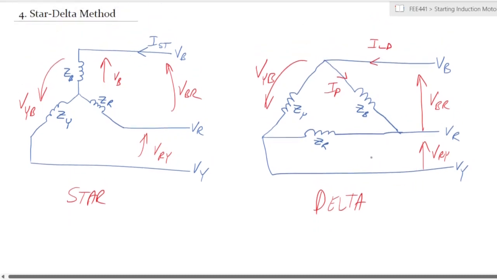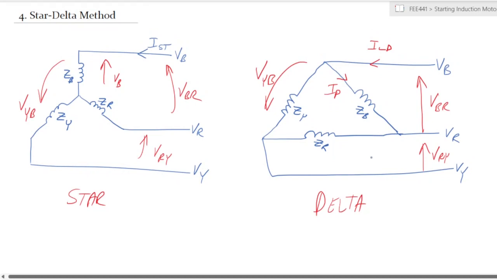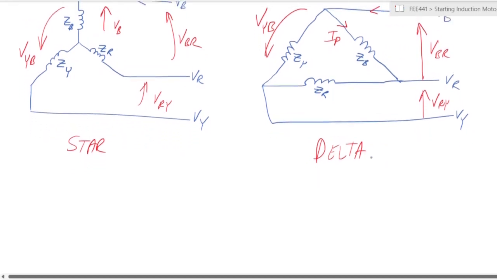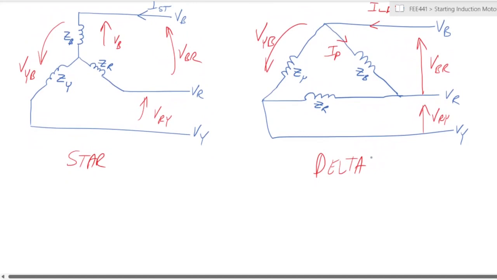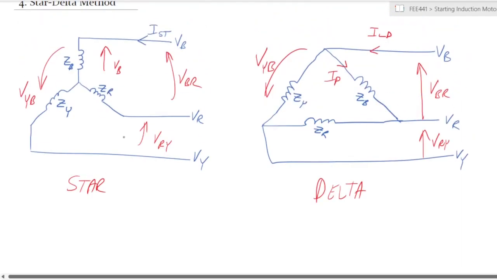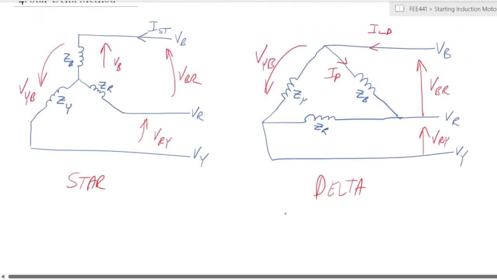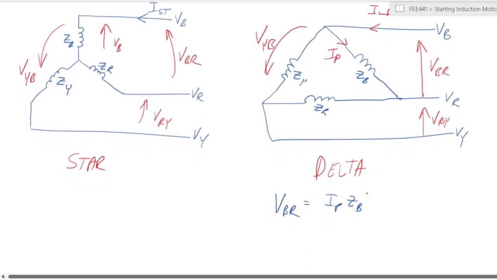So to start with, let's look at what happens if you start the machine with a delta configuration. In the case of a delta configuration, the voltage applied to each individual winding would be VBR, but the current flowing through it would be some phase current IP. So VBR is equal to IP times ZB, right?